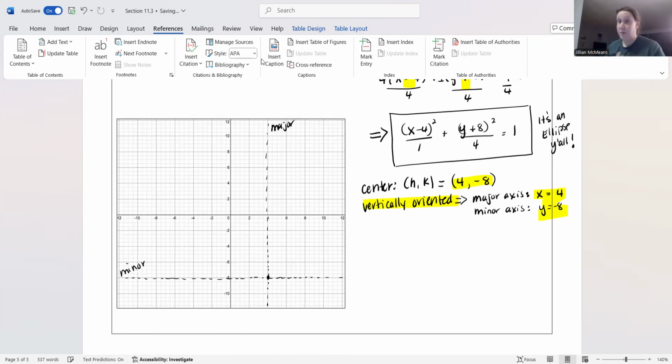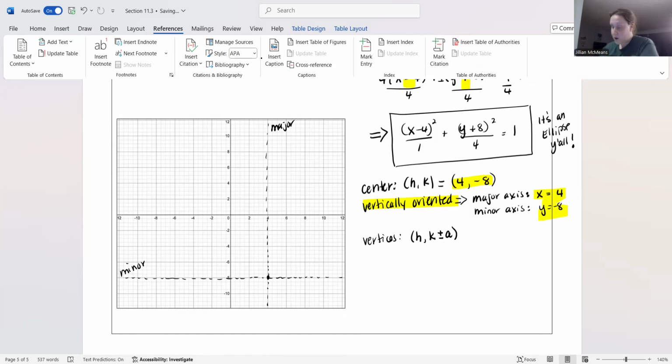So what we need to find now would be the vertices, okay? Now we have major vertices. We generally call those just the vertices. And then we have minor vertices. So let's talk about major vertices first. The major vertices have to run along the major axis, okay? So the x value is not going to change, but the y value is. From the center, we need to go up and we need to go down. So the vertices are going to be h, comma, k plus or minus a, okay?